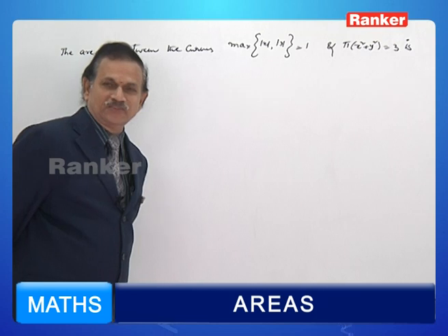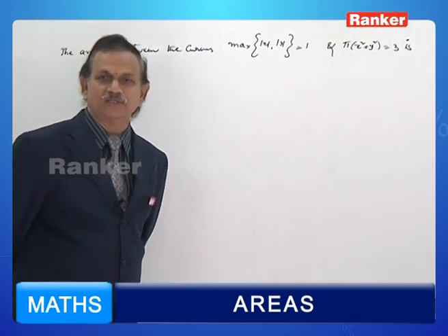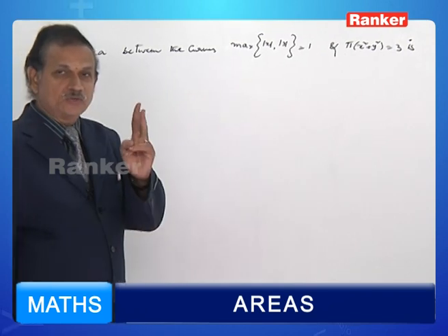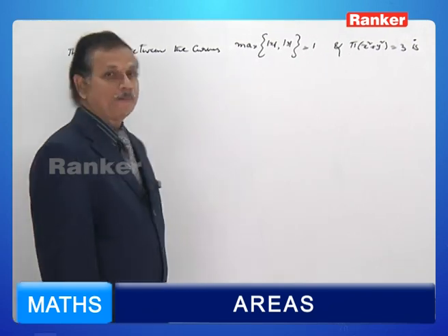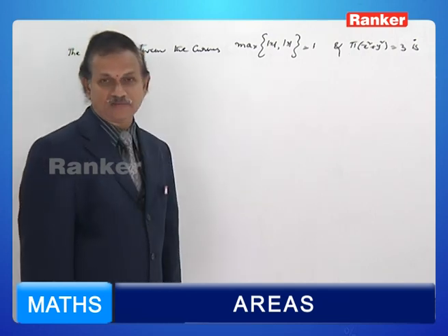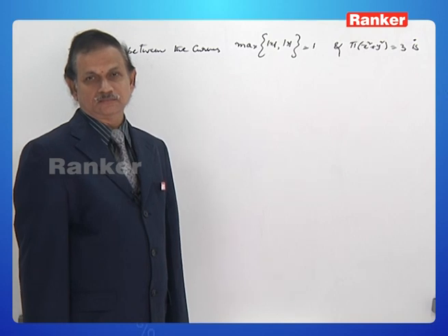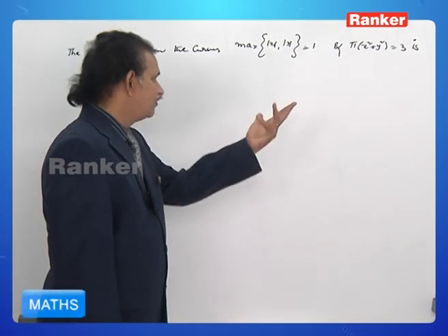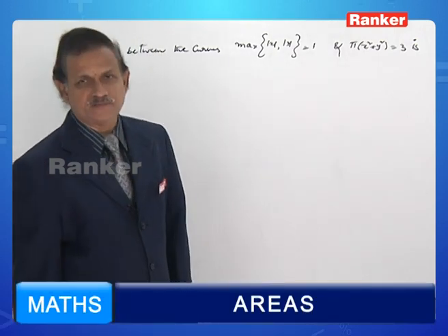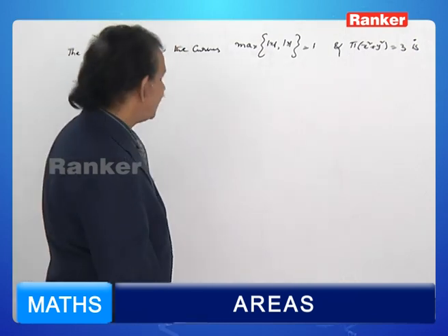The next problem is ready on the board. Let us have a look over that. He has given two curves here. One is, the equation of the curve is maximum of mod x and mod y is equal to 1. That is one locus, and the other is a circle, of course, pi times x square plus y square is equal to 3.